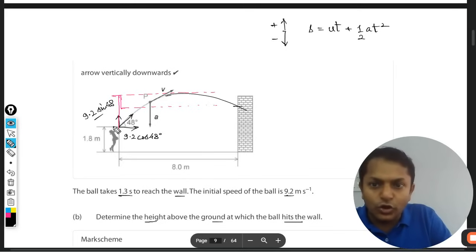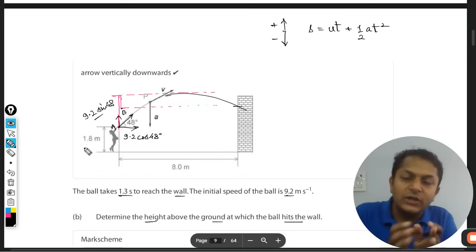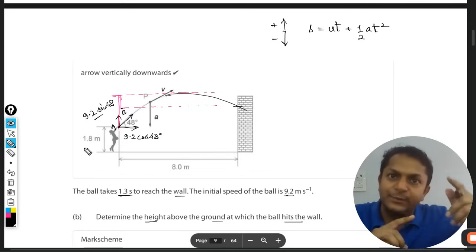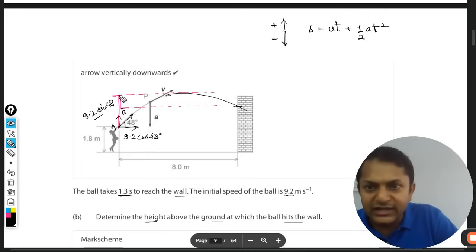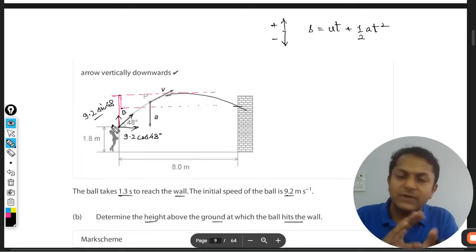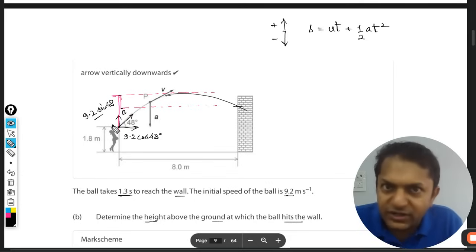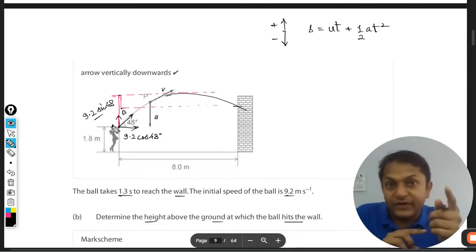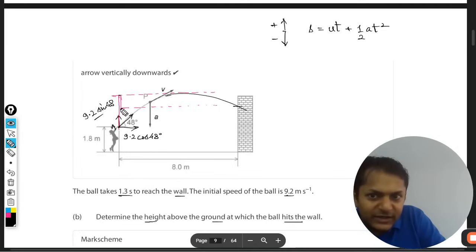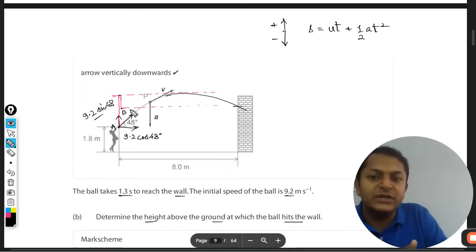I am going to talk only about the initial position here, naming it as A, and the final position here, naming it as B. So I only concern myself with the points A and B. I'm not concerned with the highest point here. I'm only concerned with the initial and the final position. So what is the displacement here? The displacement is from A to B still.